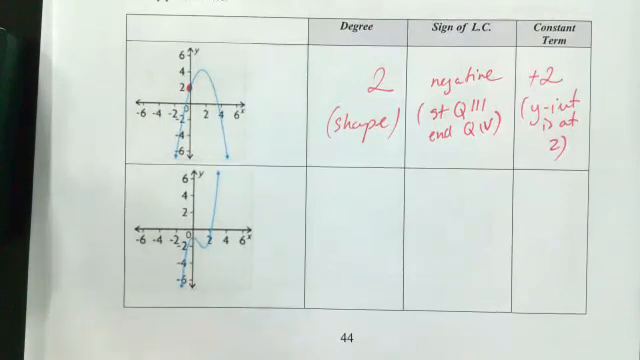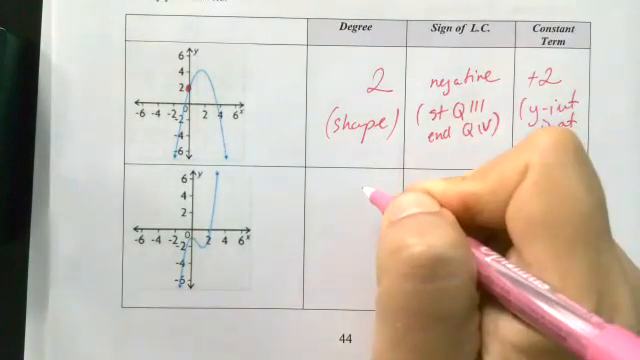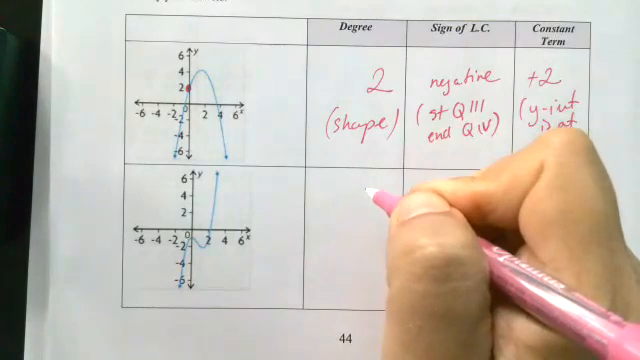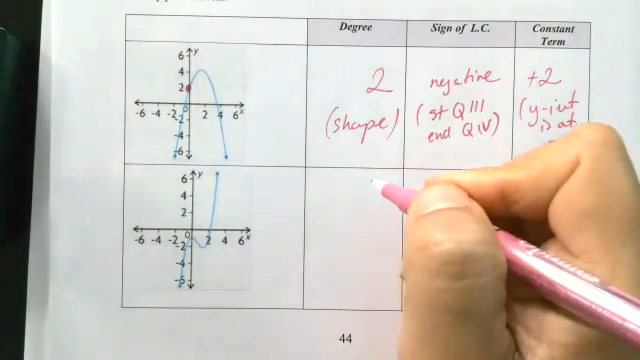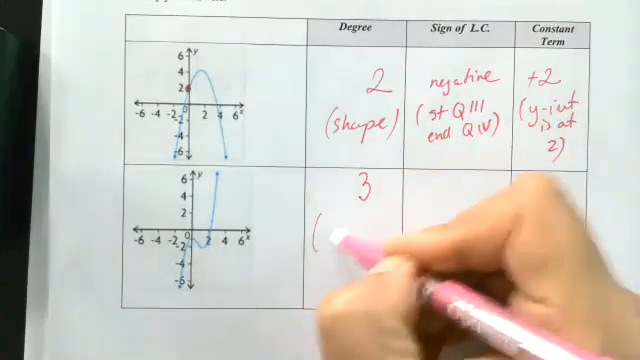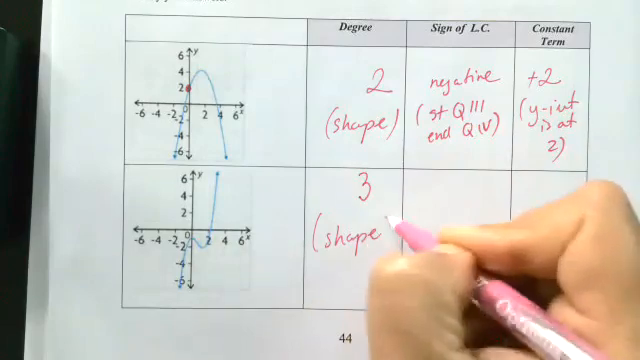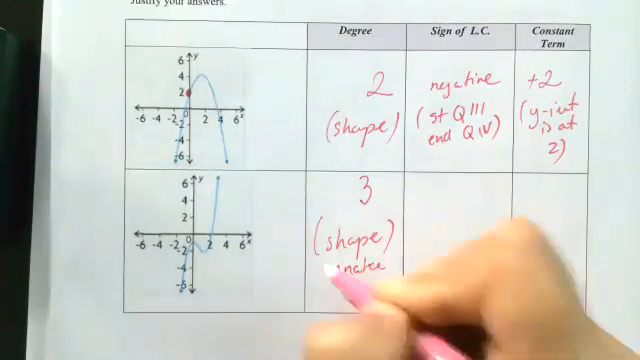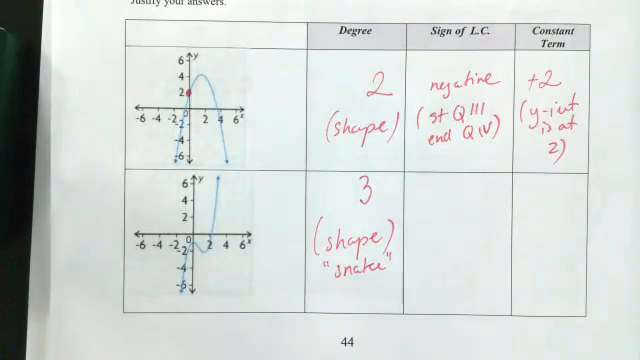The second graph, what do you think the degree of this function is? I see three. Anybody else? Okay. Yes, it's true. It's degree 3 because the shape is a snake. And you can say because I only see 2 turning points if you want to be more accurate in your description and more mathematical, right? 2 turning points means it is a cubic function.